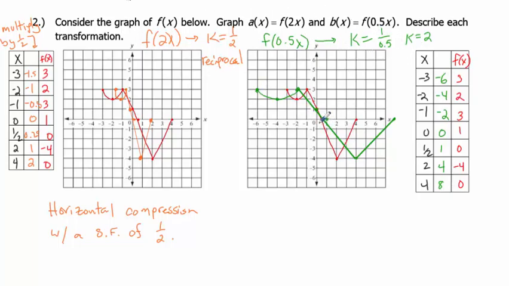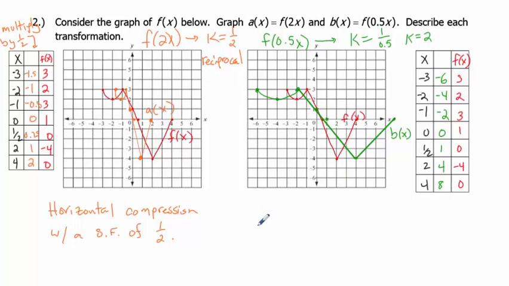So let's go through and actually label these. This should be b of x. I forgot to do that on the previous graph. And again, here's f of x in red. Over here, the red is f of x, and the orange was a of x.